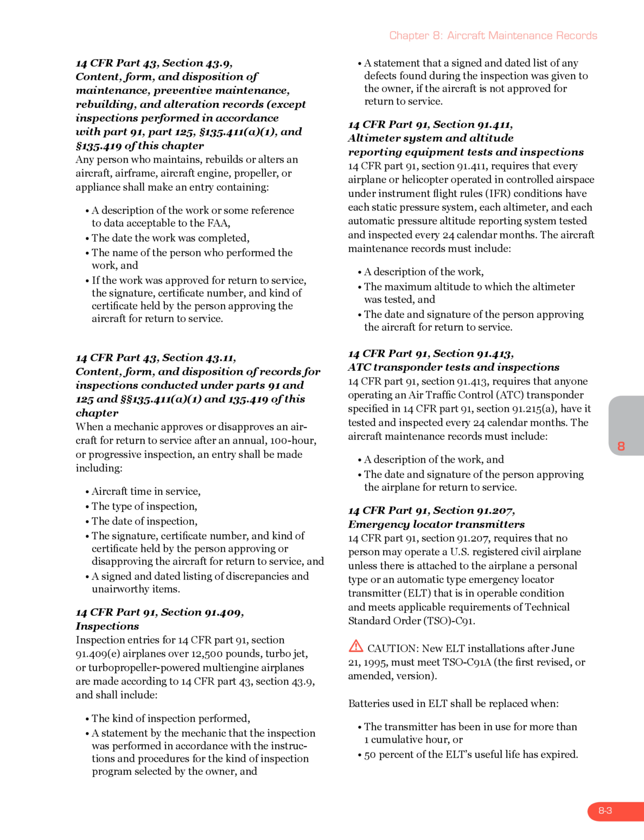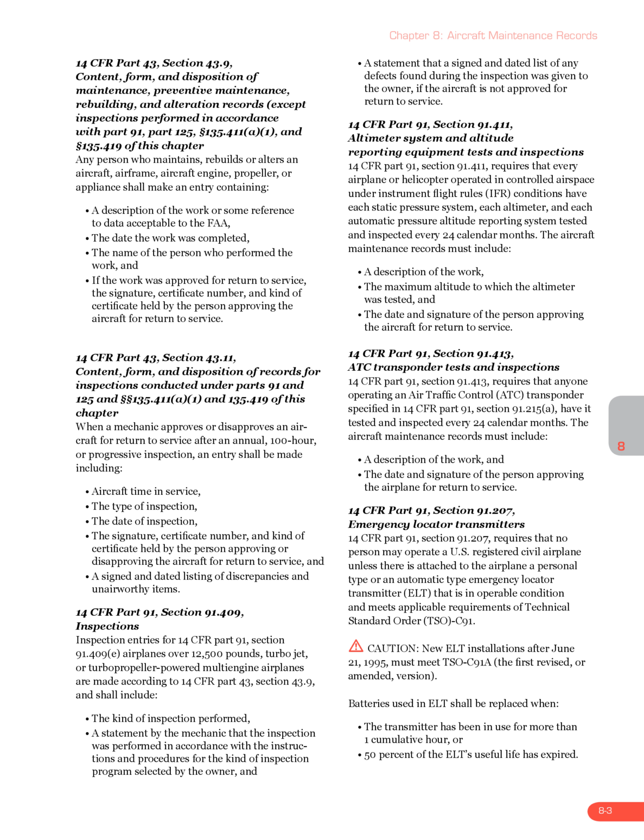14 CFR Part 43, Section 43.11, Content, Form, and Disposition of Records for inspections conducted under Parts 91 and 125 and Sections 135.411(a)(1) and 135.419 of this chapter. When a mechanic approves or disapproves an aircraft for return to service after an annual, 100-hour, or progressive inspection, an entry shall be made including aircraft time in service, the type of inspection, the date of inspection, the signature, certificate number, and kind of certificate held by the person approving or disapproving the aircraft for return to service, and a signed and dated listing of discrepancies and unairworthy items.